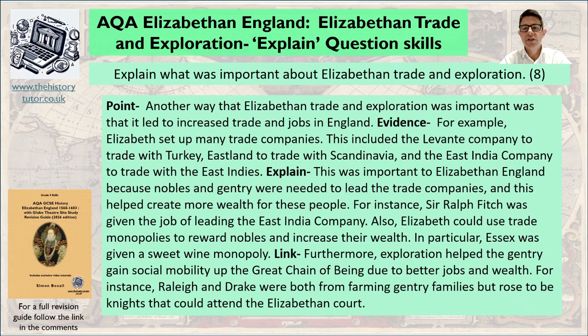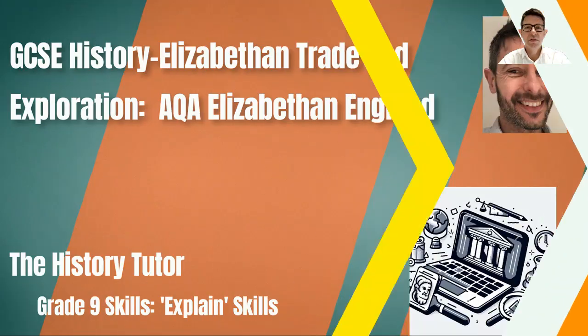Furthermore, exploration helped the gentry gain social mobility up the great chain of being. Okay, here's a nice idea to think about. Due to better jobs and wealth. For instance, Raleigh and Drake were both from farming gentry families, but rose to be knights of the realm that could attend Elizabethan court. So you've got a nice idea of a wider impact there and the impact on social mobility, which is a useful thing to consider.